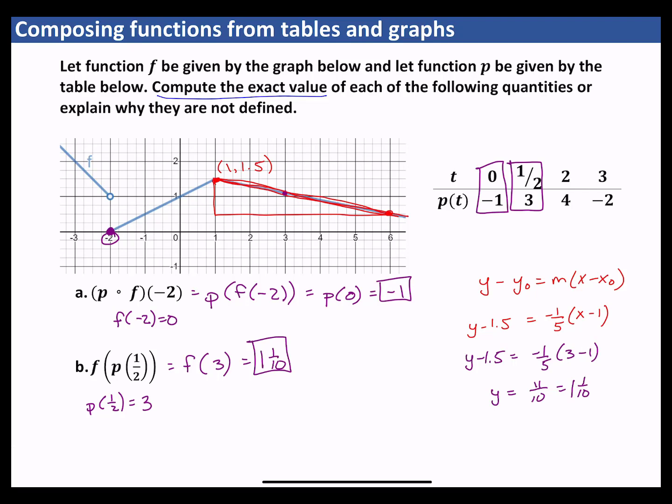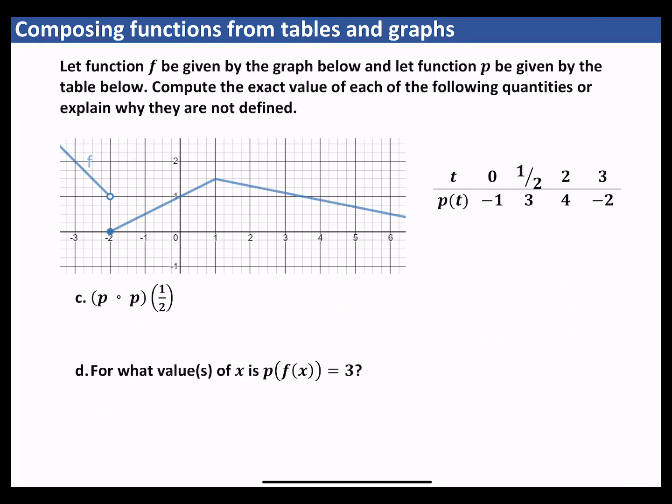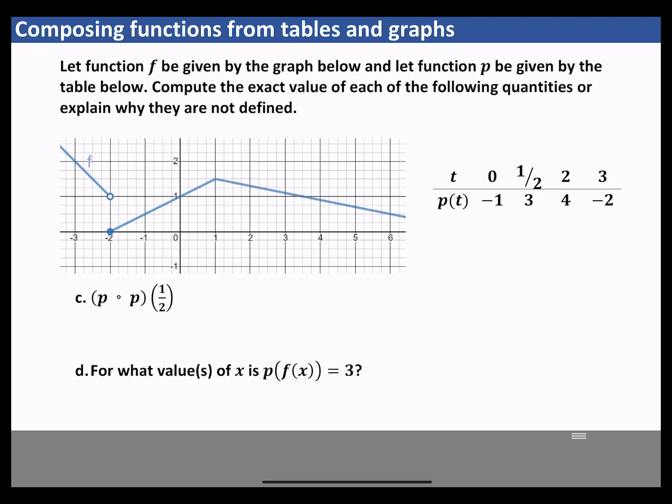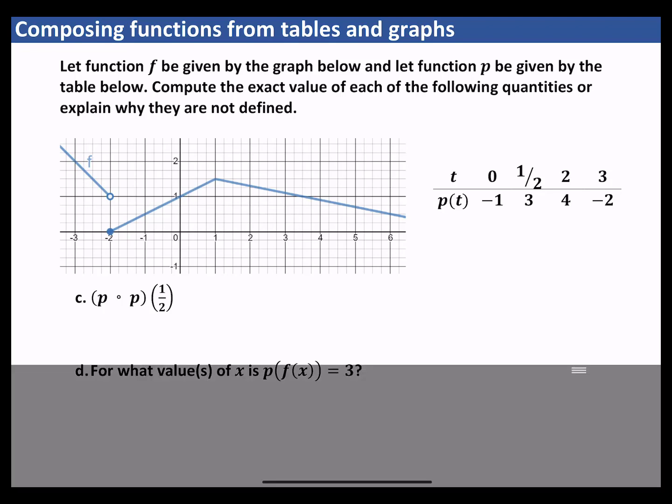All right, let's look at 2 more examples. So we have the same function f, same function p. Here we want to find p circle p of 1/2. So I'm going to think of that as p of p of 1/2. We already know that p of 1/2 is 3. So we can replace that inner p of 1/2 with the output value that corresponds to it, which is 3. And then p of 3 we see equals -2.